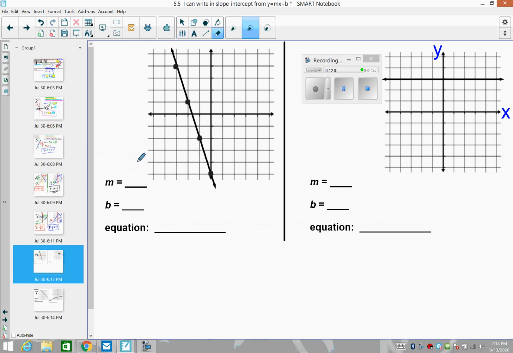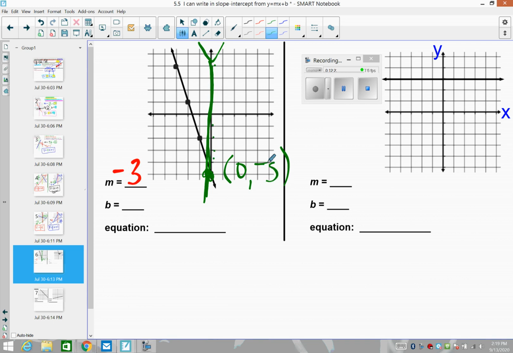I'm going to erase that because I need some space for my y-intercept. So the slope is negative 3 in lowest terms. The y-intercept is the place where the graph crosses the y-axis. Here's my y-axis. The graph is crossing way down here at (0, negative something). 1, 2, 3, 4. It looks like negative 5. So my y-intercept is negative 5. My equation then is y equals negative 3x minus 5.